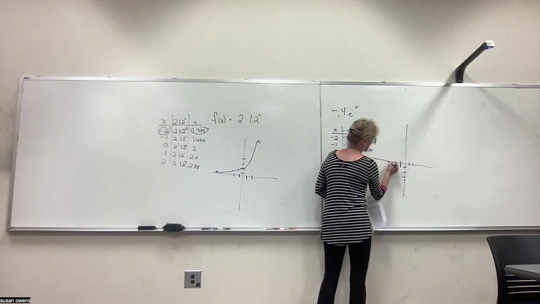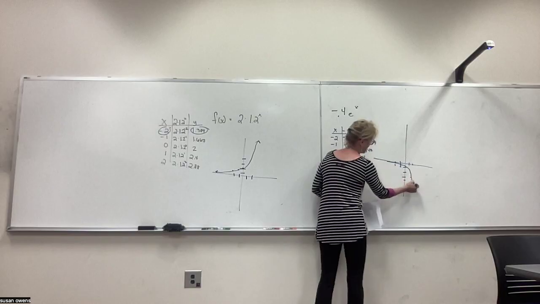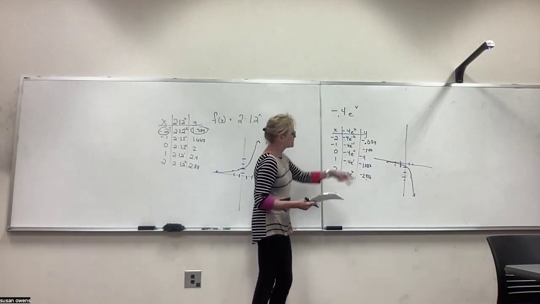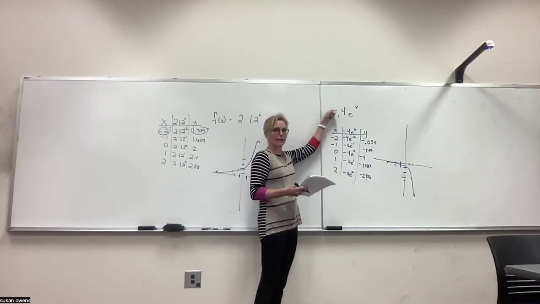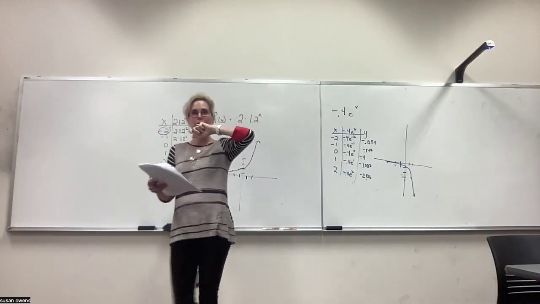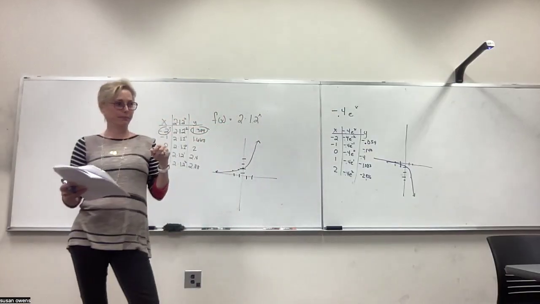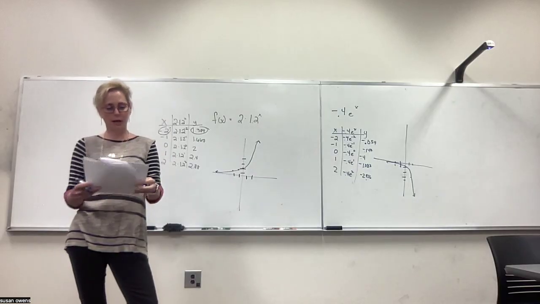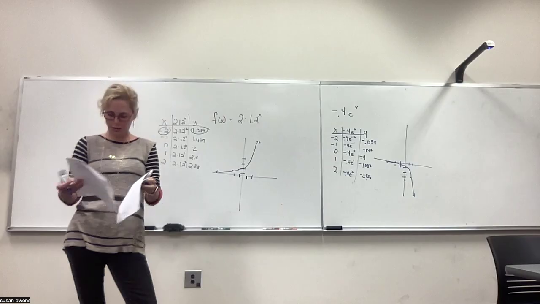So this one is still using the x-axis as an asymptote, and then it's coming down this way. It's below the x-axis because of this negative right here. Okay, any questions? All right, next question, next page.